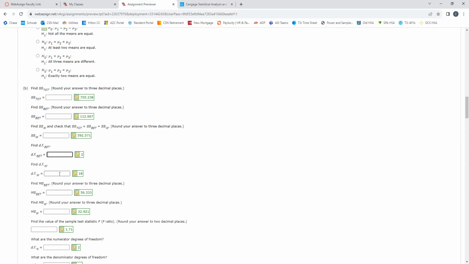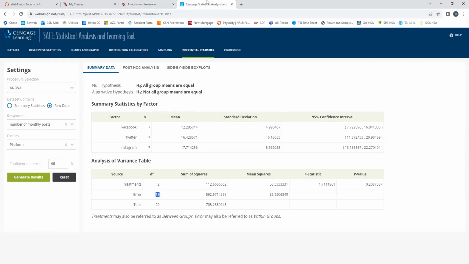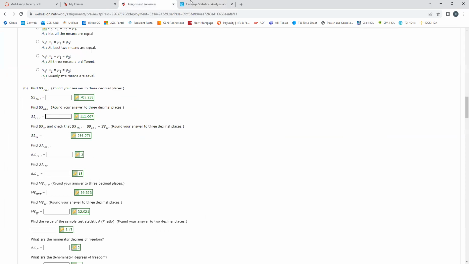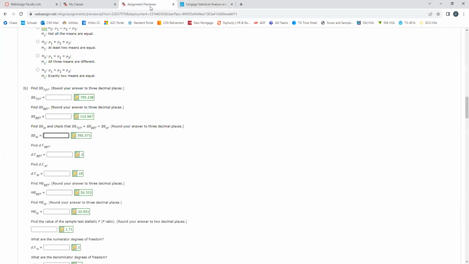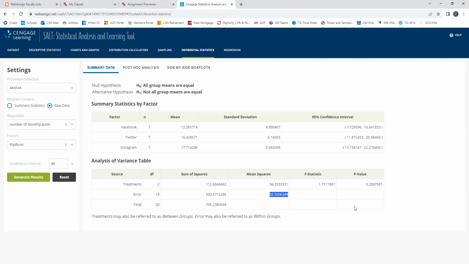So we would get 2 and 18 for our degrees of freedom. And then we would come over here to the SS between. I get SS between right here, SS within right there, SS total right there. So we see SS between was 112, SS within was 592, and then the total should just be these two right here added together. That's where we get that total number. Then we'd have the mean squared between, MS between, MS within. They are all right there. MS between, MS within, pretty easy.